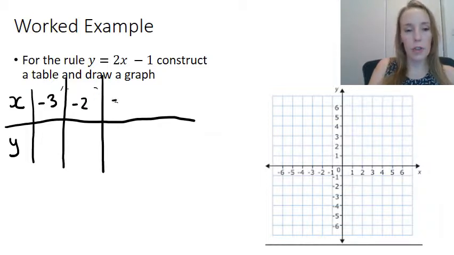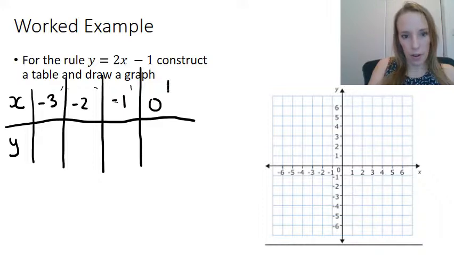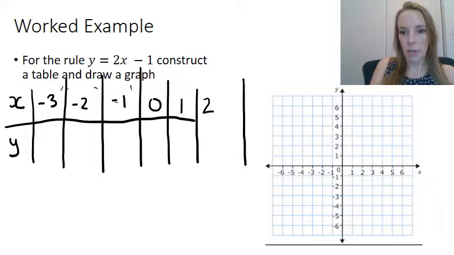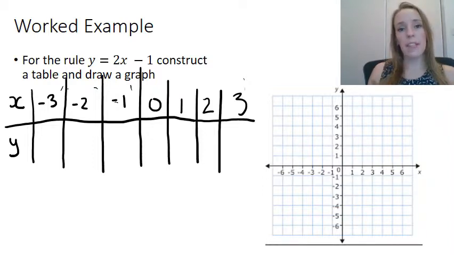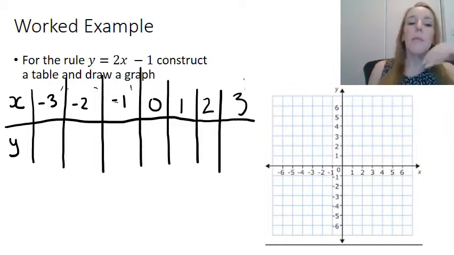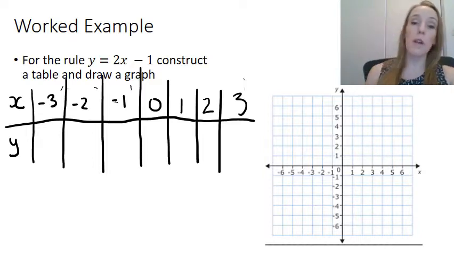So we do -2, -1, 0, 1, 2, and 3. As I said, yours will be done with a ruler. It'll be spaced out and it'll look a lot better than that. But this is our table of values. As I said, convention is we go from -3 to +3.